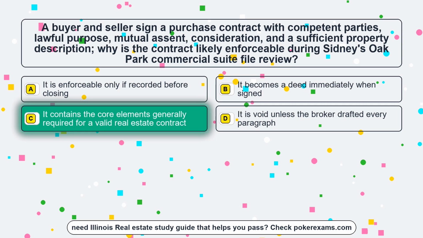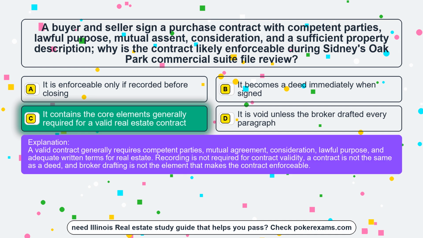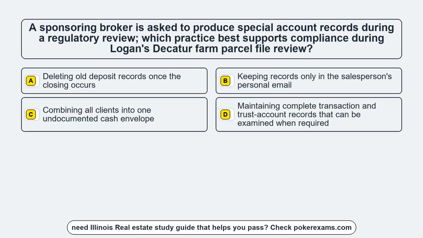The correct answer is option C. It contains the core elements generally required for a valid real estate contract. A valid contract generally requires competent parties, mutual agreement, consideration, lawful purpose, and adequate written terms for real estate. Recording is not required for contract validity. A contract is not the same as a deed, and broker drafting is not the element that makes the contract enforceable.